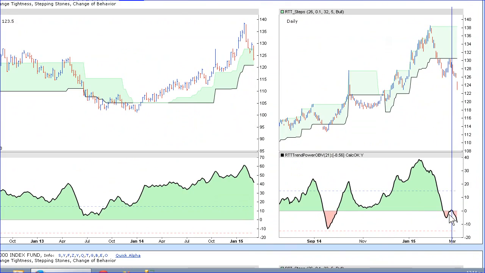RTT OBV, you don't really want to see it fail there, but it did fail. So I'd have to let this pattern form, go sideways a bit, maybe another month or two. We'll find out if interest rates are really going up.